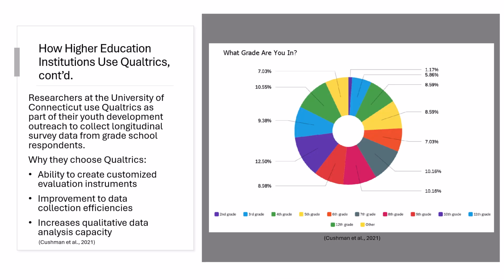A group of researchers at the University of Connecticut uses Qualtrics to survey kids as a part of their youth development outreach program. They're actually collecting longitudinal data, so they use the application regularly, and their young respondents are able to navigate the Qualtrics surveys with ease. Here you can see one of the questions they asked was regarding the grade that the kids were in, and they were able to create a nice visual representation of the age demographic of their respondents.